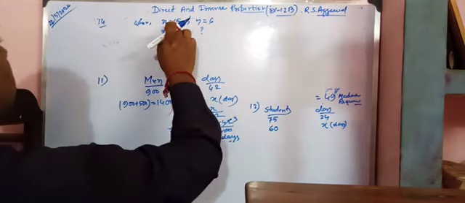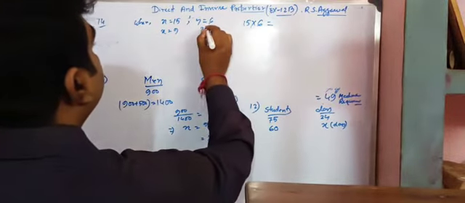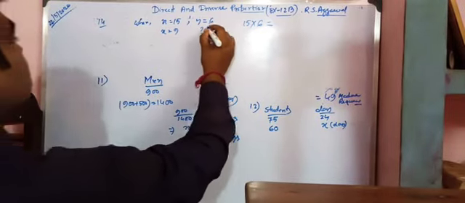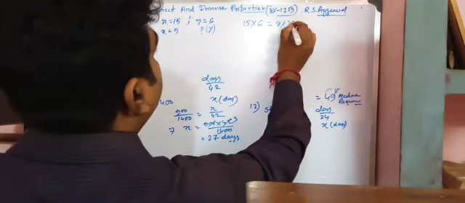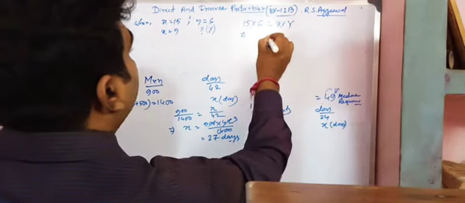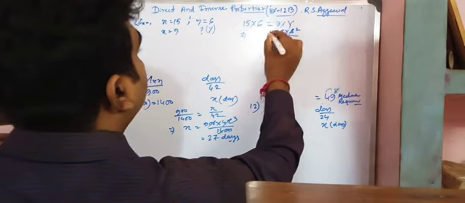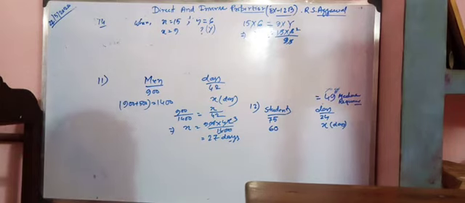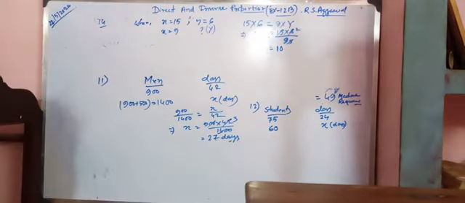These two processes can be followed. We have to multiply 15 into 6, is equal to 9 into capital Y. So from here, capital Y is equal to 15 into 6 by 9. From here we are getting the value of y is equal to 10.